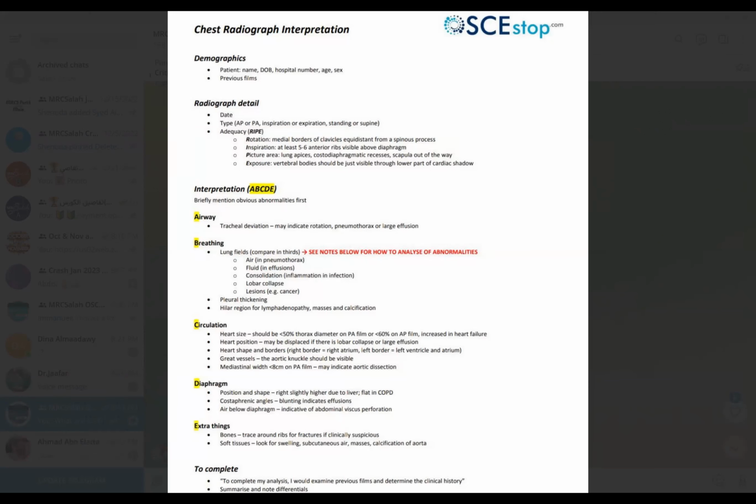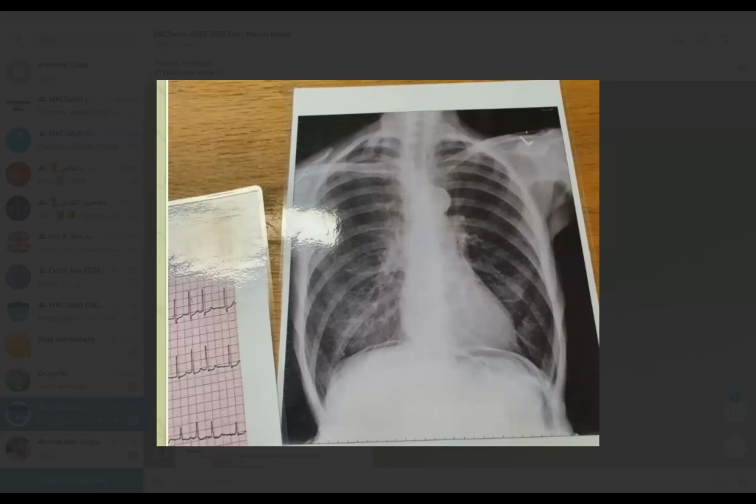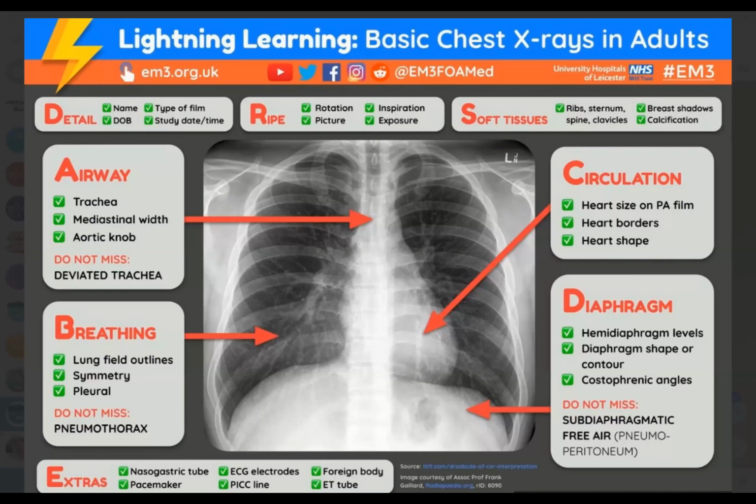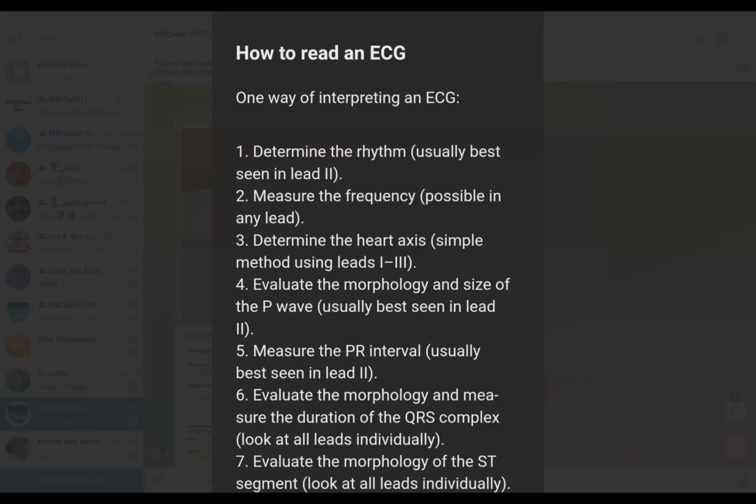You will tell air under diaphragm. You know the question comes in two ways: how to read the X-ray, or could you read this X-ray and show you this way? So you should tell everything, except if we ask you what is the finding in this X-ray, what is the pathological finding, what is the abnormality? Then you will answer directly. Okay? This is also how to read X-ray, how to do ECG, how to read ECG.